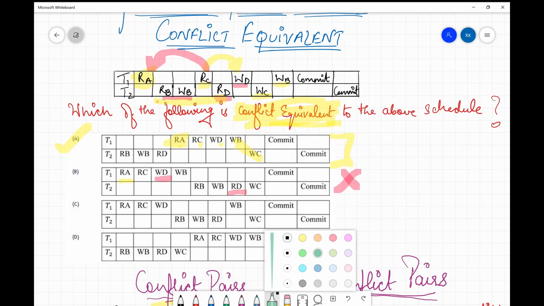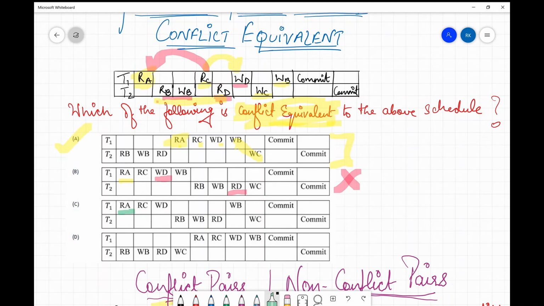Let's see that also. So over here RA is again in its original position, no problem. Then RC they have swapped, again the same thing as in the above schedule, it does not have any problem. Then WD they have swapped, and have they changed the ordering of WD and RD? Yes, they have. So again the same issue over here, this is not conflict equivalent to the original one. Let's move on to the last option then.